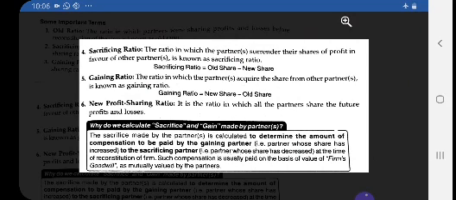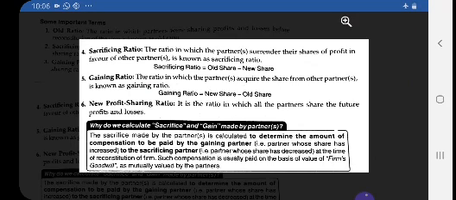And the new profit sharing ratio, that we have not yet discussed, we will discuss when we start a new topic, admission of a new partner. It is the ratio in which all the partners share the future profits and losses. In all the cases we have discussed so far, the new ratio is already given in the question, but in the coming chapter you have to find out what the new ratio is.